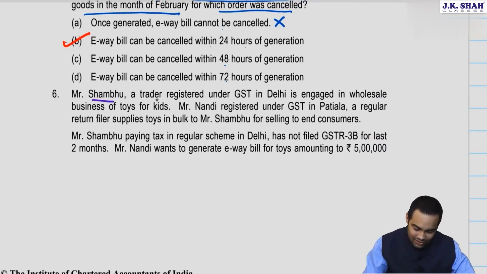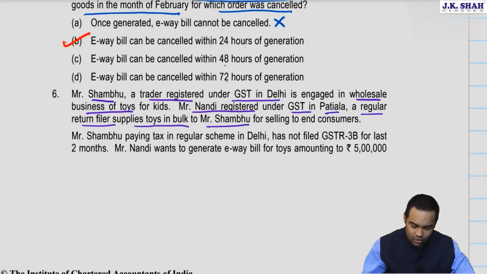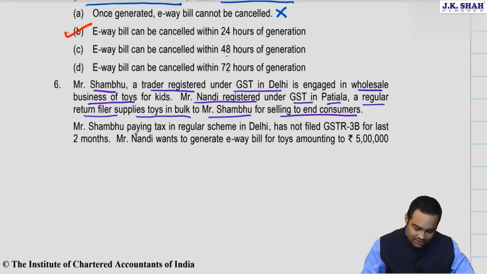Mr. Shambhu, a trader registered under GST in Delhi, is engaged in wholesale business of toys. That means goods industry business. Mr. Nandi, registered under GST in Patiala, a regular return filer, supplies toys in bulk to Mr. Shambhu. So Nandi is supplying to Mr. Shambhu for selling it to end customers. Mr. Shambhu, paying tax in regular scheme in Delhi, has not filed GSTR 3B for 2 months.